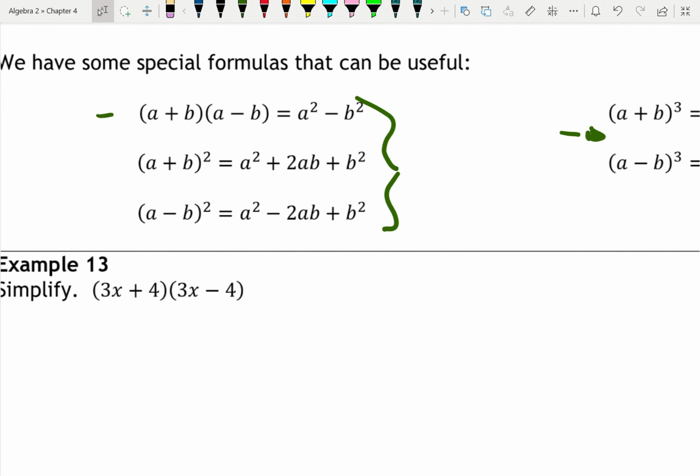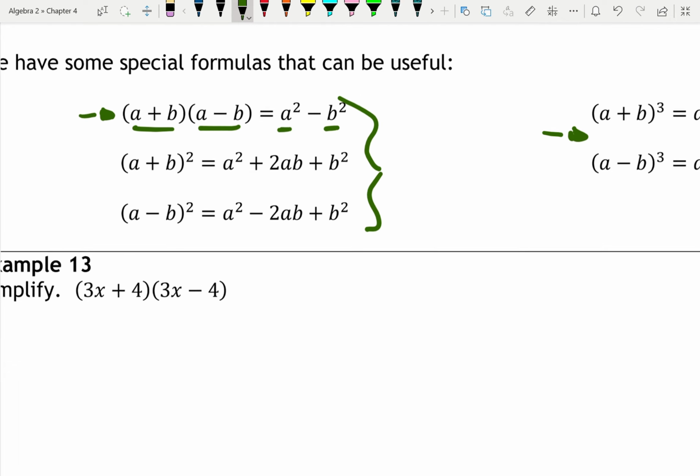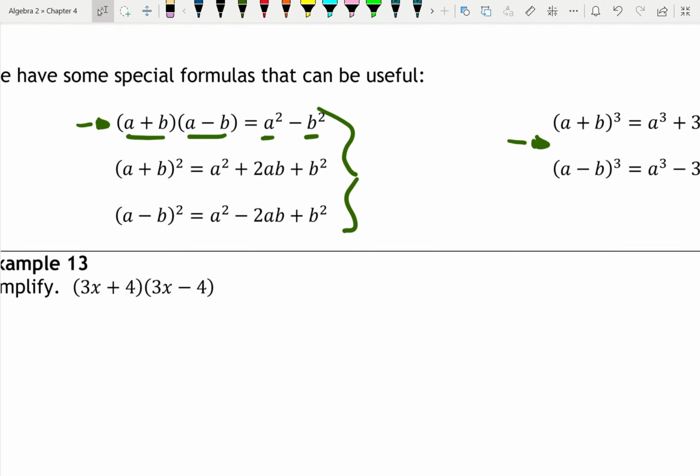This first piece here, these guys are conjugates, and we remember that conjugates cancel the middle terms. So it ends up just being the first piece squared minus the last piece squared. That one's probably the most common formula out of all 5 of these that people need to know.